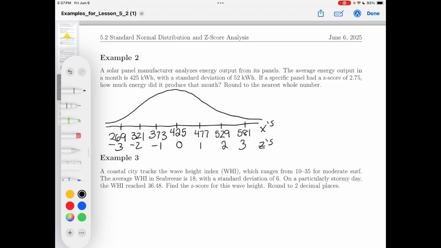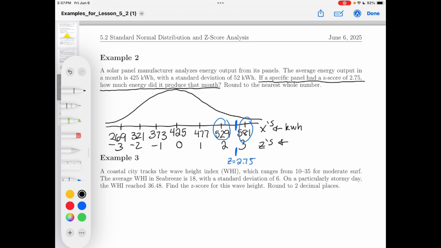All right, now the question says, if we had a z-score of 2.75, how much energy did it produce that month? This represents the energy in kilowatt hours, and this is our z-scores. So we're looking for a z-score of 2.75, somewhere in here. So I expect my x value to be somewhere between 529 and 581. Now, we can't just eyeball that from the graph, and that's where the formula comes in.